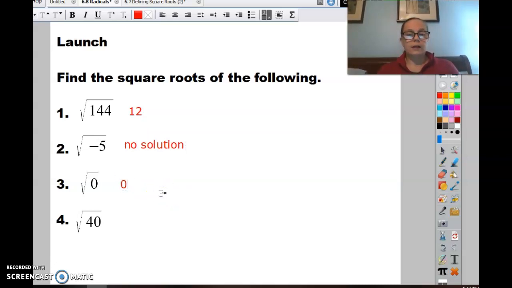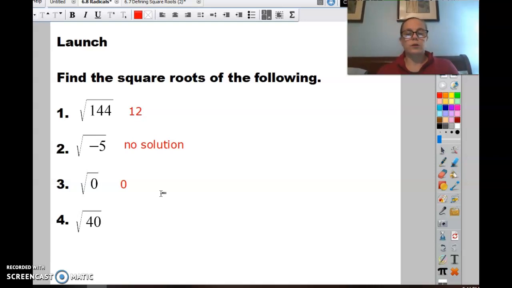Now the last one we have is the square root of 40. If we look at that and think about what our perfect squares are, we know that there is not a nice number or a rational number that is multiplied by itself that gives us 40. If we worked it out and plugged it into a calculator, we could get a decimal. But as you all know, it can't be that simple.